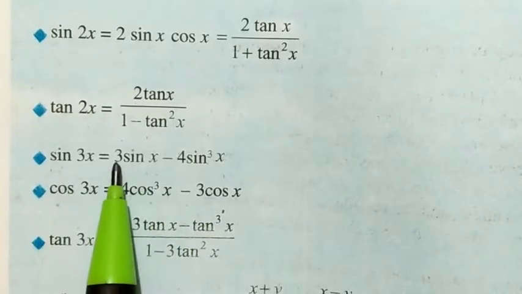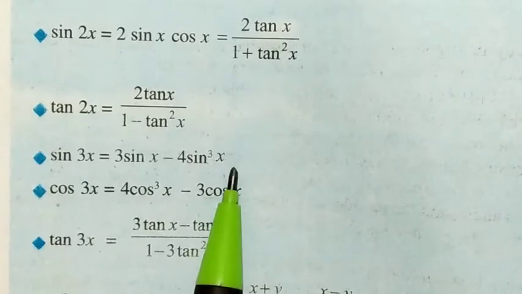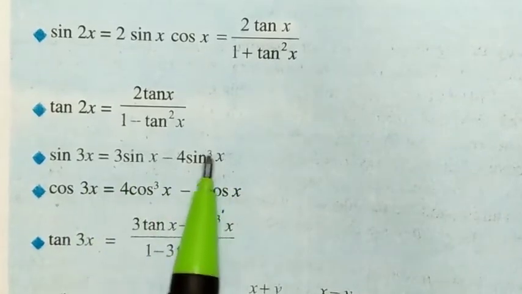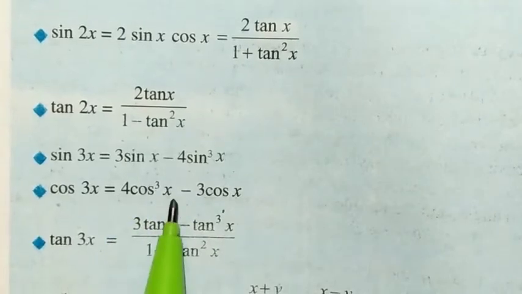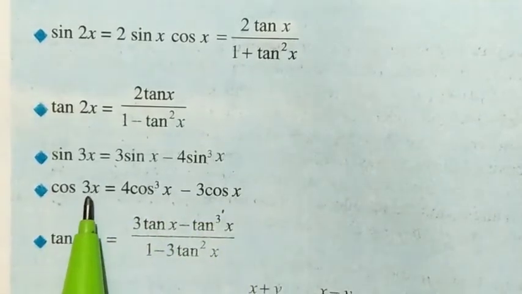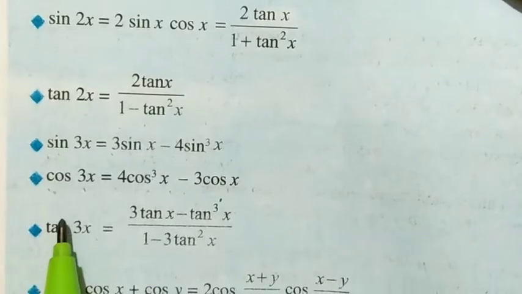But in sin it's 3 sin x minus 4 sin cube x. So 3 is here, so cube is here, and here cube, so 3 is here. So 4 cos cube x minus 3 cos x is cos 3x. That way you can remember.